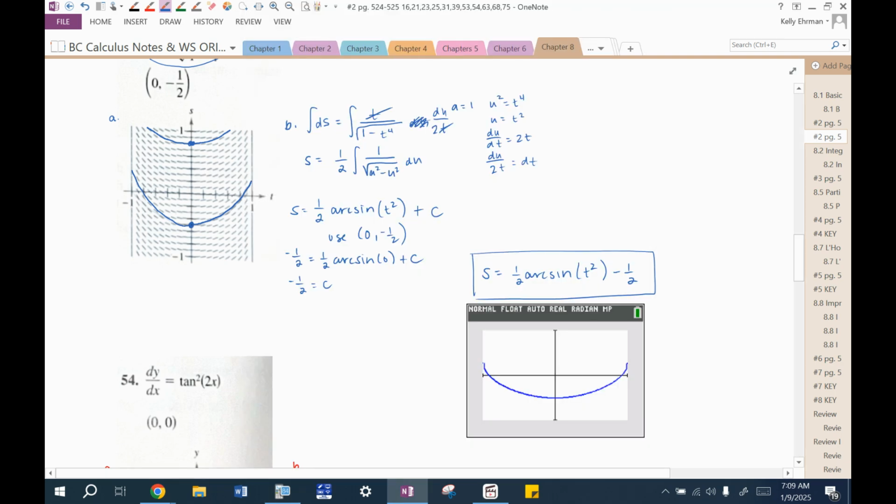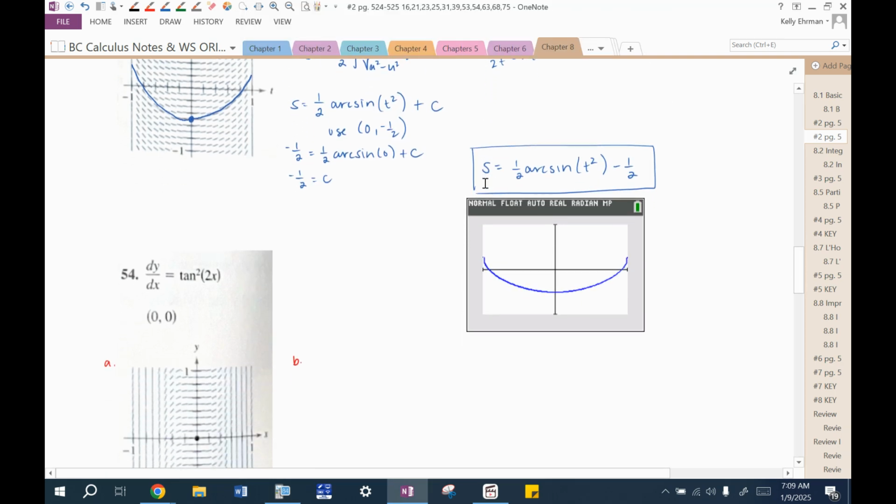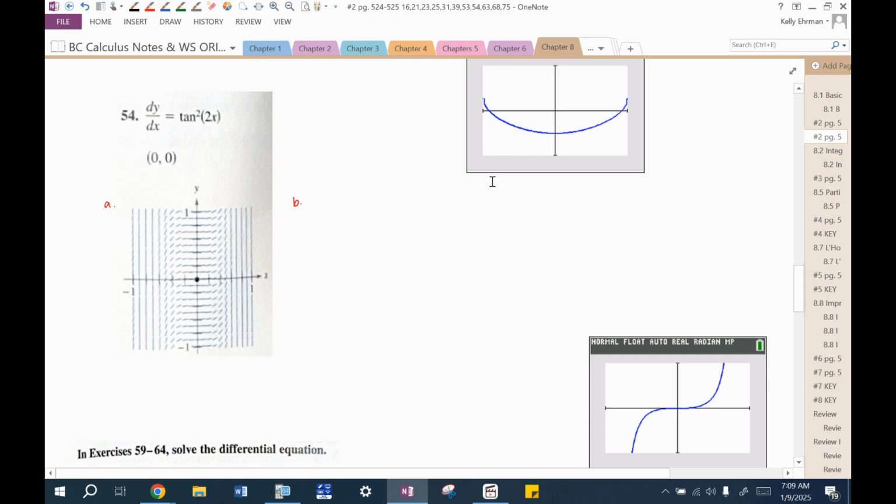And that's how I got that graph to show up. Okay, number 54. So first draw one that goes through 0, 0. So here's that, something like this. And then draw a second curve anywhere else. So I think I put one down here just for fun. Okay, and then part B, separate, integrate, celebrate.